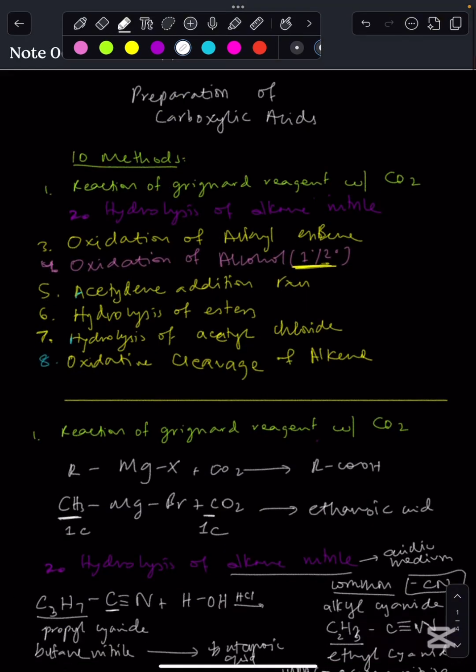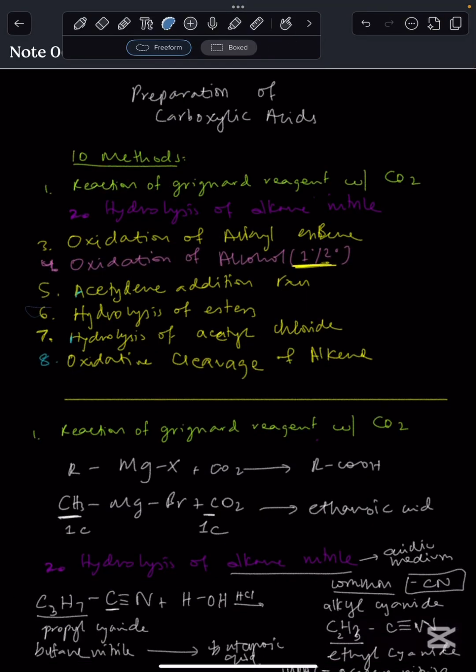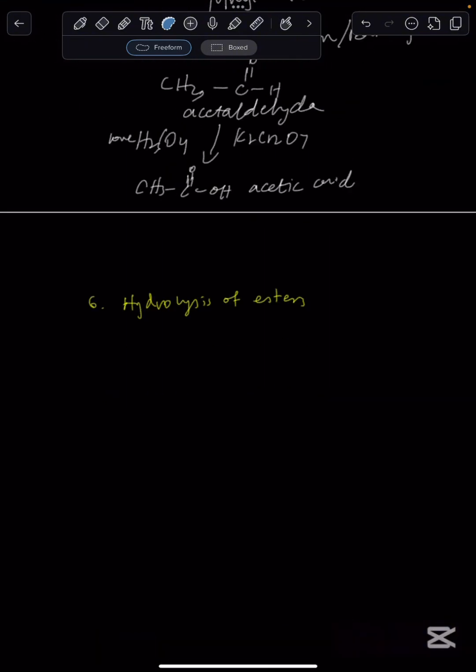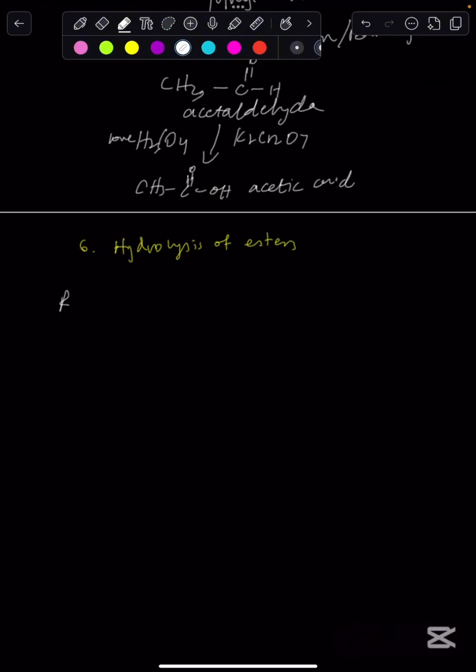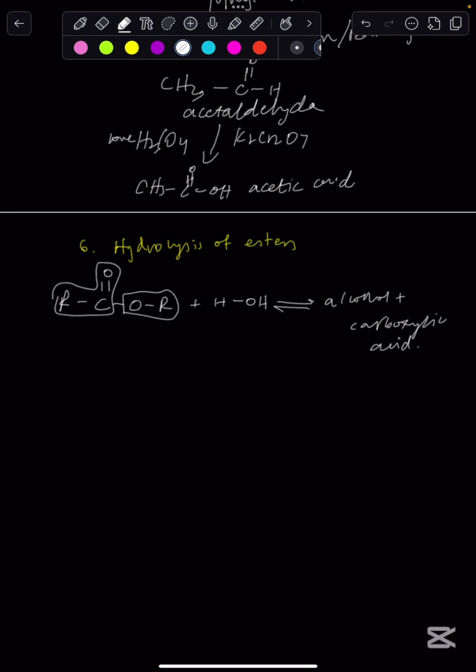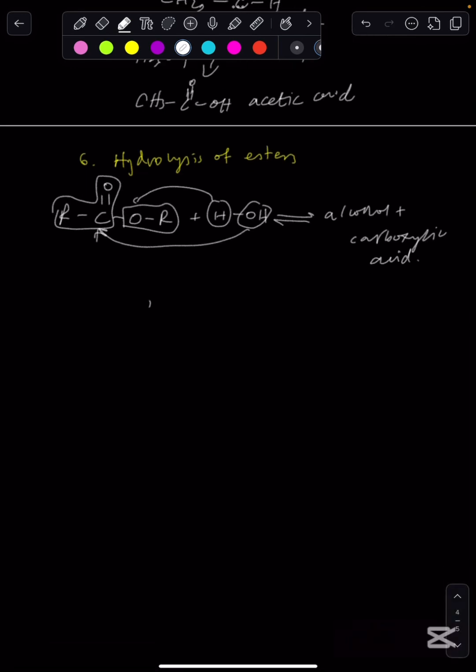Now moving on, what we have is hydrolysis of esters. So if we have an ester over here and we use water to hydrolyze it, what we may get is an alcohol and a carboxylic acid. So the hydrogen is going to take up over here, the OH is going to take up over here, and we may form alkyl alkanoate.